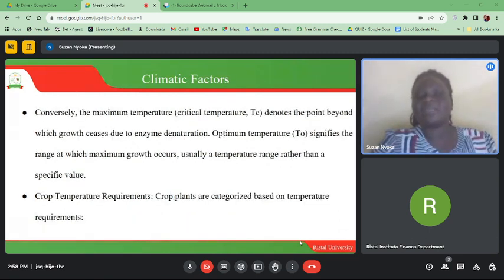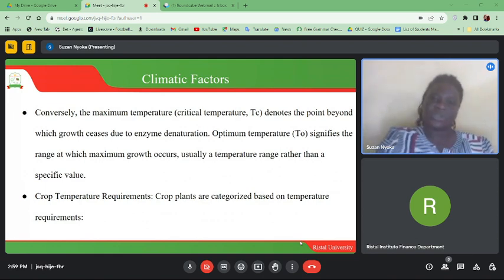And then conversely, the maximum temperature, or in brackets, critical temperature, abbreviated as TC, denotes the point beyond which growth ceases due to enzyme denaturation. This maximum temperature is the highest temperature at which growth stops, or growth ceases due to what?